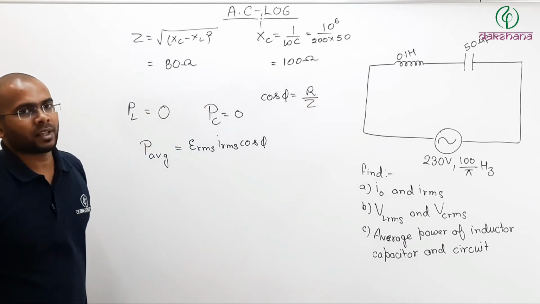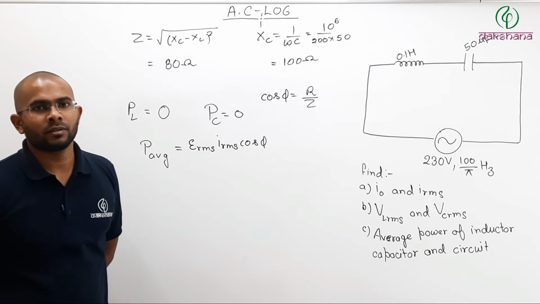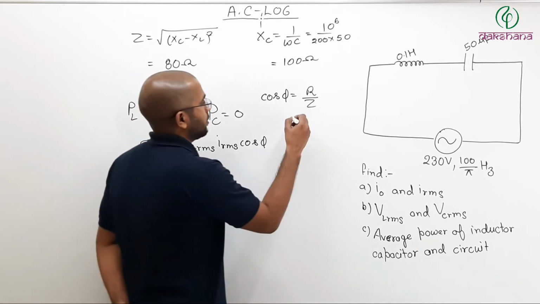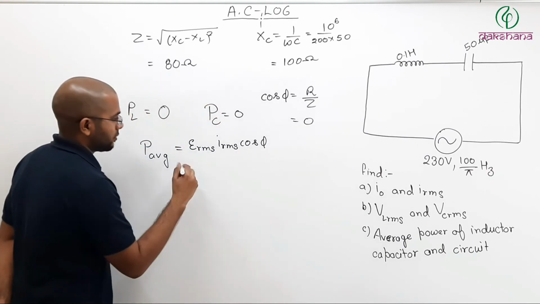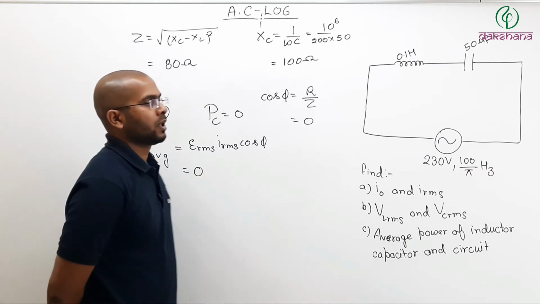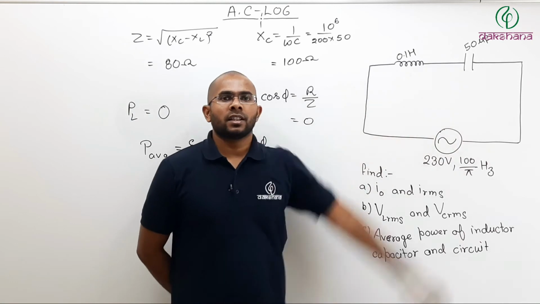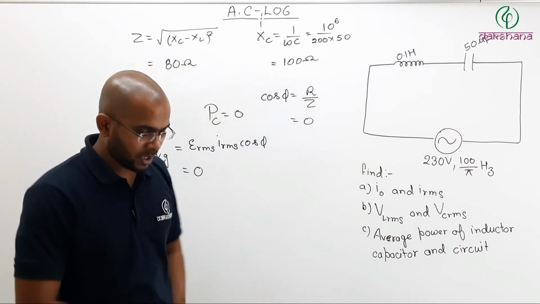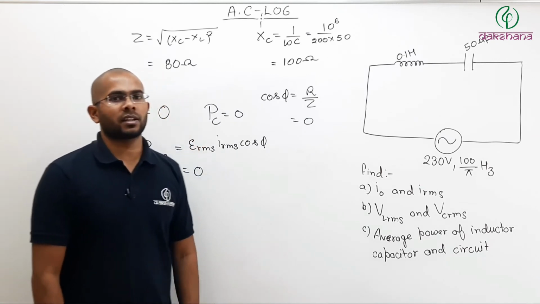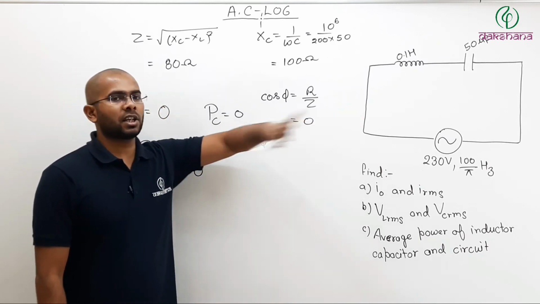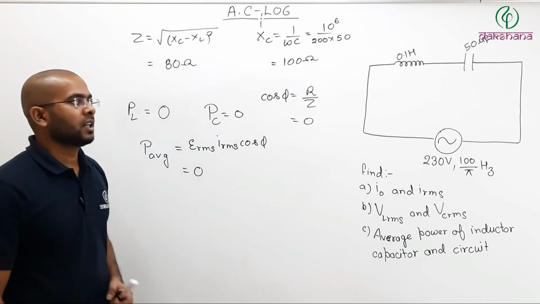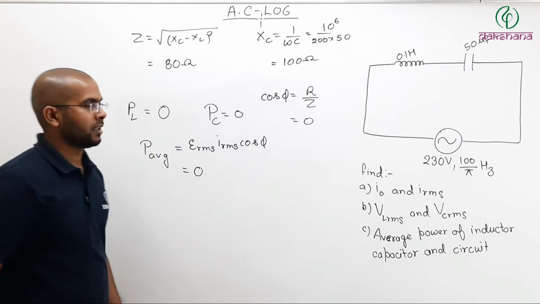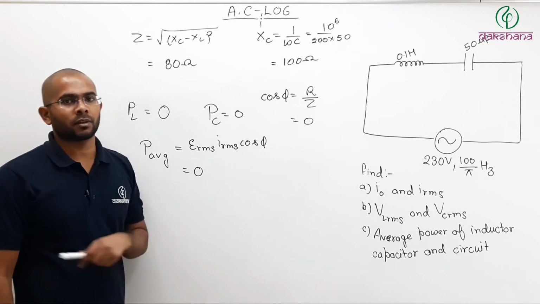Now what is the R in this circuit? R in this circuit is 0. So if R is 0, then cos phi is also 0. So if cos phi is 0, what is this average power? 0. Meaning in this circuit, there will be no loss of power. Meaning there will be no energy loss, no energy consumption in this circuit. First energy will be supplied, then energy will be returned back. Pause the video, note it down, then we'll solve another question.